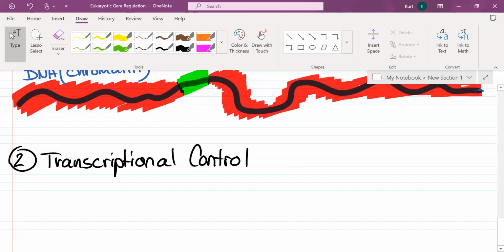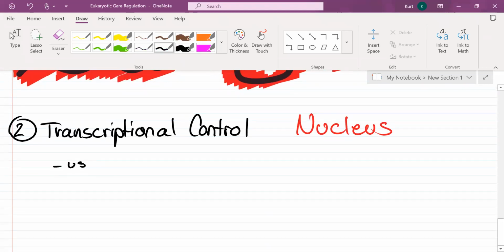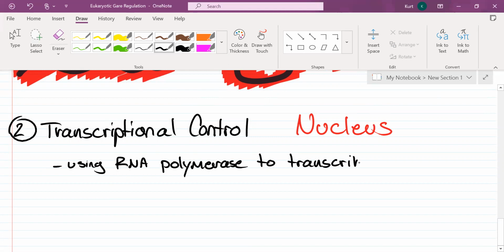Someone else. Lily, Casey, what is transcription? You use what to make what? You use DNA to make RNA. Why didn't you just say so? You use DNA to make RNA. That is correct. Now, I heard you say DNA, so where is this taking place? It is taking place in the nucleus. That's right. So transcriptional control is simply using RNA polymerase to transcribe a gene.